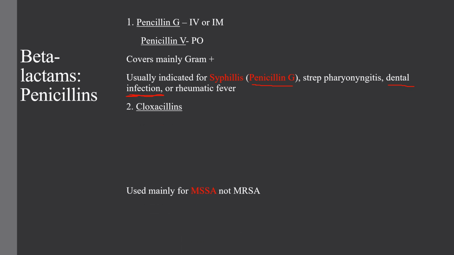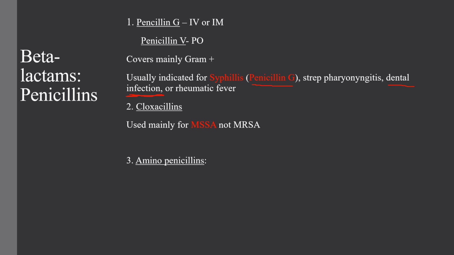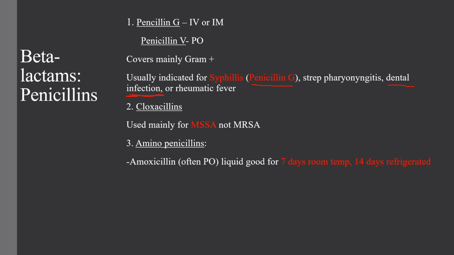And then you've got your cloxacillins. The only thing you need to know about this one is it's used mainly for MSSA, not MRSA. And then you've got your aminopenicillins. This is probably the one you'll usually think about when you hear of beta lactams. That's your amoxicillin. You'll often give this one PO. And for children's dosing, the question you'll often get asked with the liquid dose is the storage of the medication. What they'll usually do to trip you up is say room temperature, because most people will go in understanding that it's 14 days, but that's if it's refrigerated.